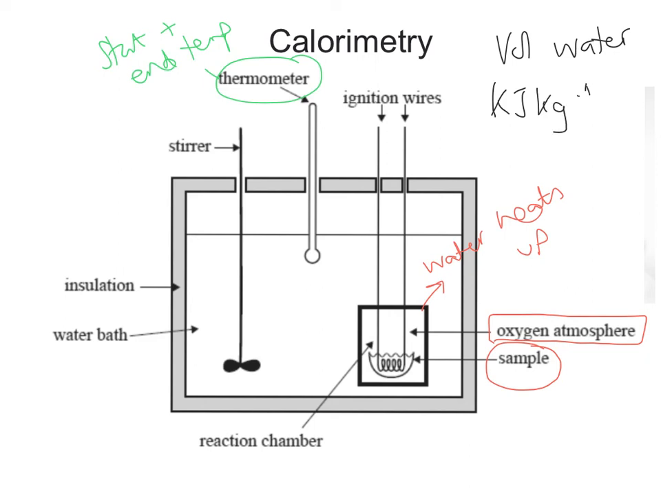Obviously it's really important that there's insulation around the edge, and that's the sort of thing they could maybe talk to you about in an exam question. Why is it important that we have this insulating layer? Clearly we want to make sure all of the energy released from this sample is used to heat up the water, and we want to measure that change. We don't want to be losing any of the heat to the environment.